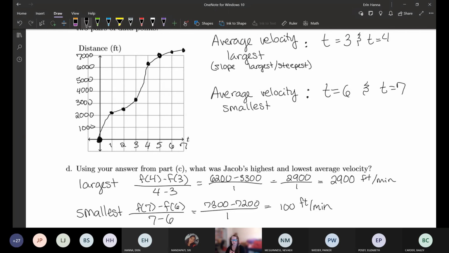Any questions or concerns about that before we move on to a slightly different topic? Questions about average rate of change in general or anything like that? I'll wait a couple seconds also in case people are still writing stuff down, and then we'll move on to our slightly different topic.